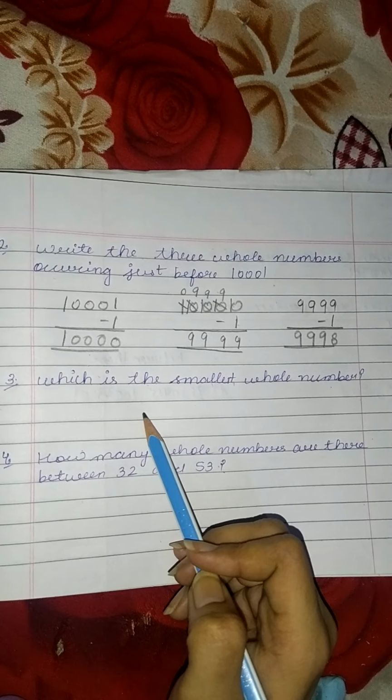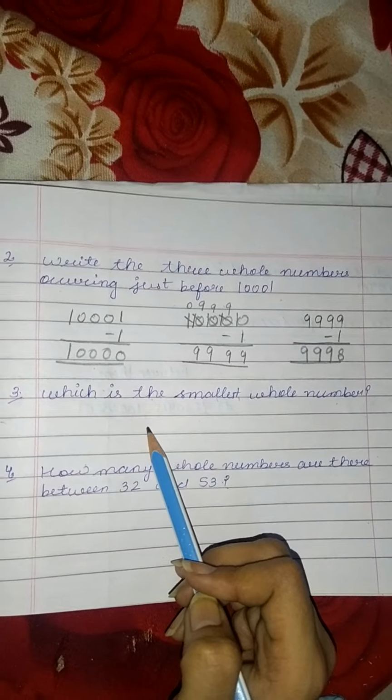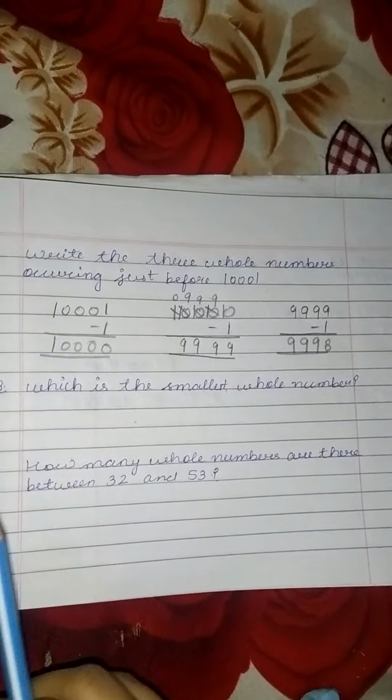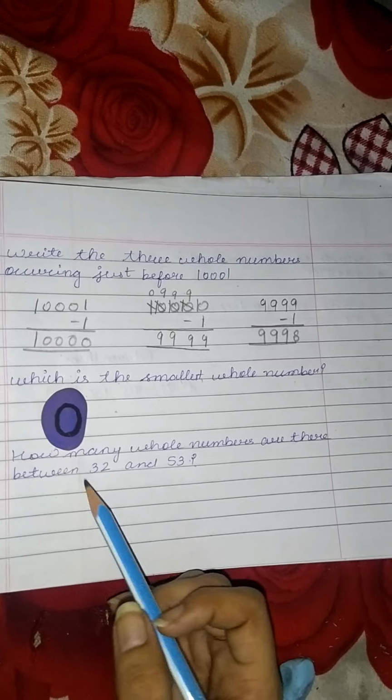Third question is, which is the smallest whole number? We all know what whole numbers are. Natural numbers along with 0 are called whole numbers. So the smallest whole number is 0.